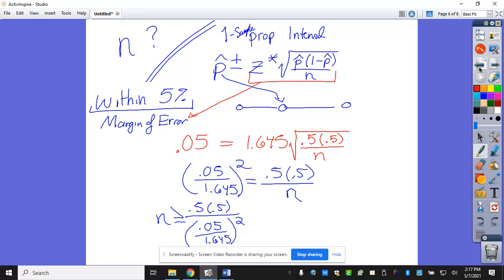Okay, and also, could they ask us to do part of the 4-step, like do the conditions for it? Yes. Yes. Okay.